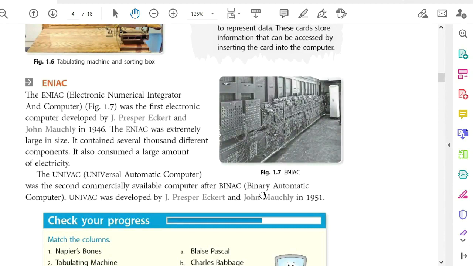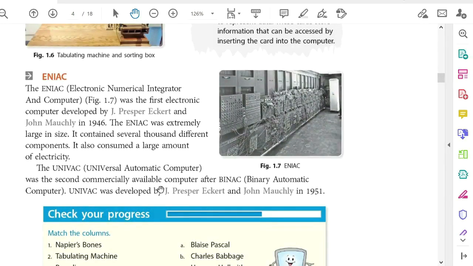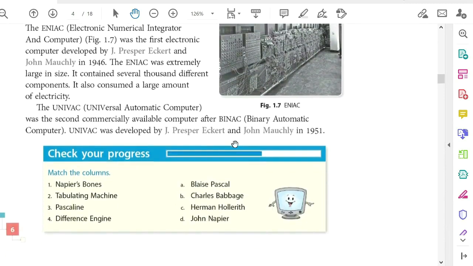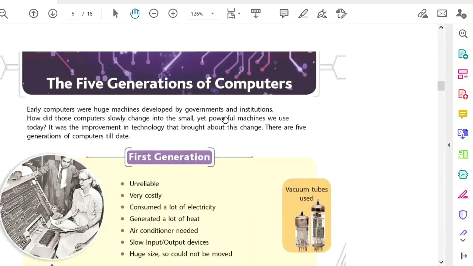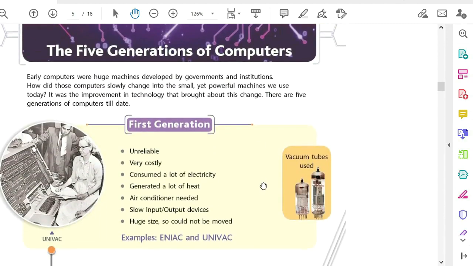And full form of BINAC is Binary Automatic Computer. So this UNIVAC, BINAC, ENIAC, all these computers were developed by J. Prosper Eckert and John Mauchly. Then check your progress is very important. Then generation of computer. We have 5 generation of computer.